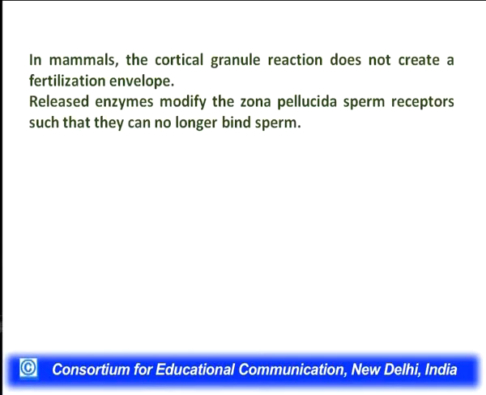So, we have seen that zona pellucida contains these ZP3 molecules. In the case of mammals, the cortical granule reaction actually modifies these ZP3 molecules and ZP2 molecules so that they are not able to create binding with the sperm plasma membrane, as a secondary binding or a primary binding. And therefore, once one sperm has fused, the other sperms are unable to fuse with the same egg.